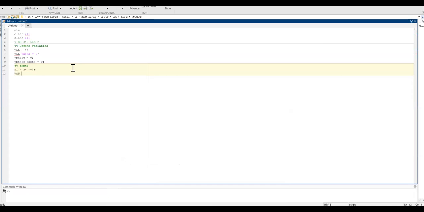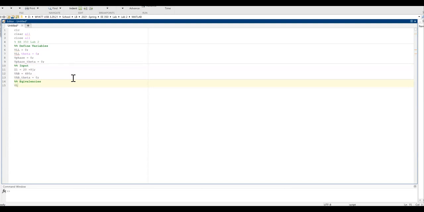Our VAB, our voltage AB, is going to be equal to 480 volts. The angle of VAB, our source voltage, is going to be equal to 0. Now we do need to do some equivalencies here. This is just some defined stuff that we'll have for our circuit and our problem.